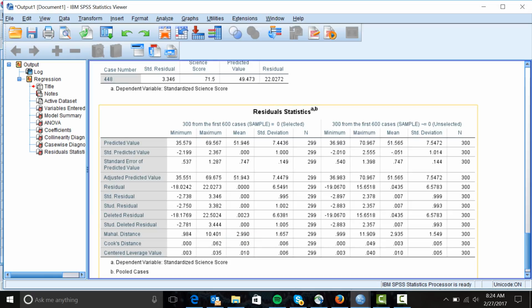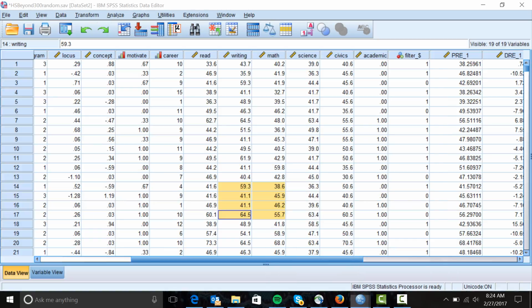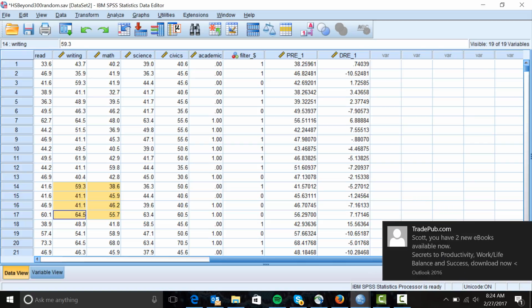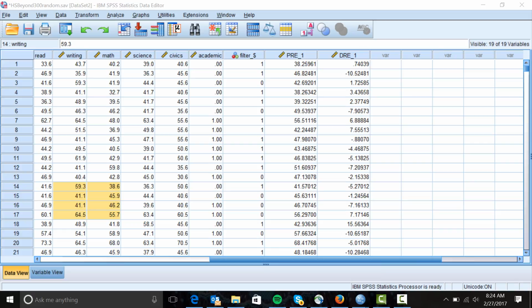SPSS will run this quickly, and part of what we're going to do is first of all look back at our data set to make sure that the new values have been added. So here's our predicted value, and here is our residual. Even when the filter was 1, which means that it was not part of the regression that we ran, the model that we generated, we still see that we end up with a predicted value for that as well as a residual for that.